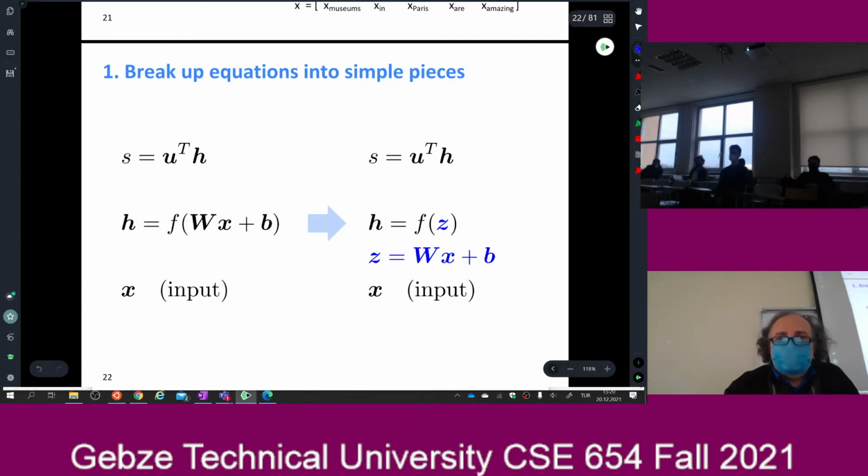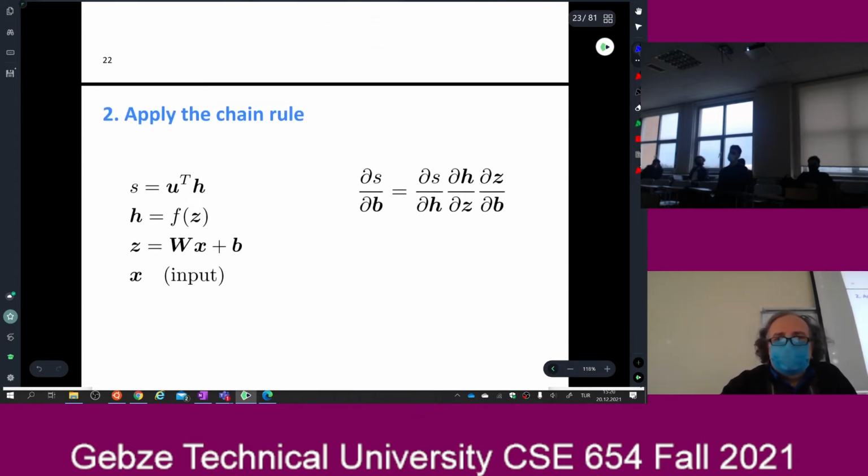So this one, and I have this. H is F of Z. H depends on this one, and I am going to take the derivative of it. So I am going to take the derivative of S with respect to H, the derivative of H with respect to Z, and the derivative of Z with respect to B, because we missed that function F. So take the derivative of S with respect to H, H with respect to Z, and Z with respect to B.